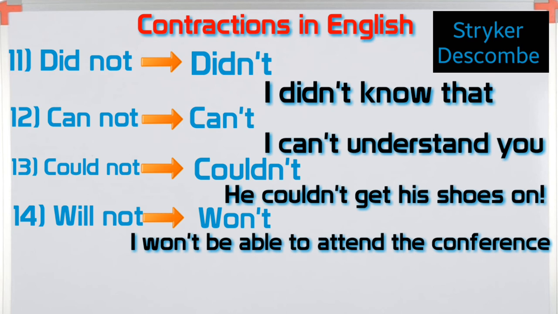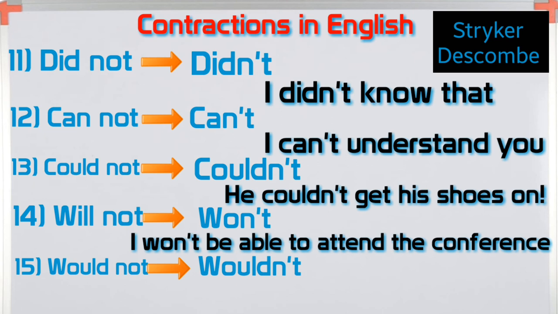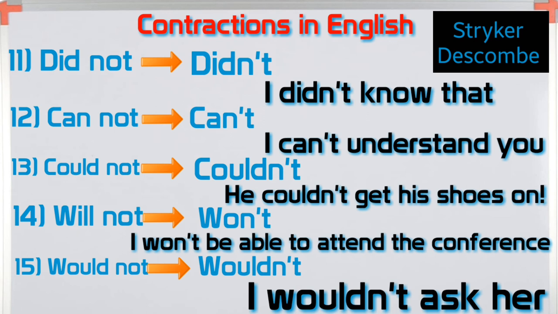After, the last is would not. The contracted form for would not is wouldn't. And I can say, I wouldn't ask her. Okay, now it's time to finish with this lesson.